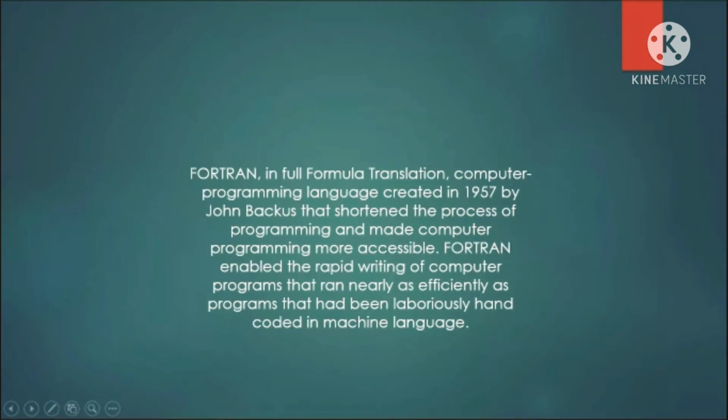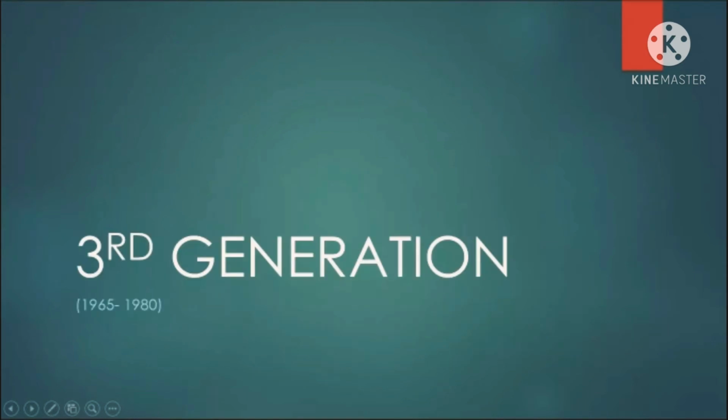The last one is Fortran, or Formula Translation, a computer programming language created in 1957 by John Backus that shortened the process of programming and made computer programming more accessible. Fortran enabled the rapid writing of computer programs that run nearly as efficiently as programs that have been laboriously hand-coded in machine language. Next, the third generation, between 1965 and 1980.